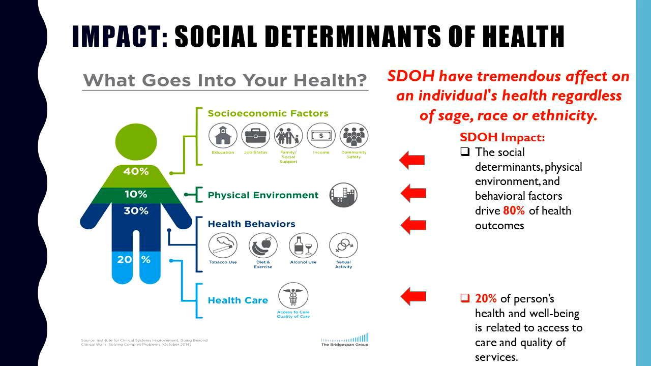So what goes into your health? 40% is socioeconomic factors like education, job status, family and social support, income, and community safety. And 10% is impacted by the physical environment, and 30% are health behaviors such as tobacco use, diet and exercise, alcohol use, and sexual activity. So that makes up 80%, which impact health outcomes. The other 20% of persons' health and well-being is related to their access to health care and quality of services that they receive.